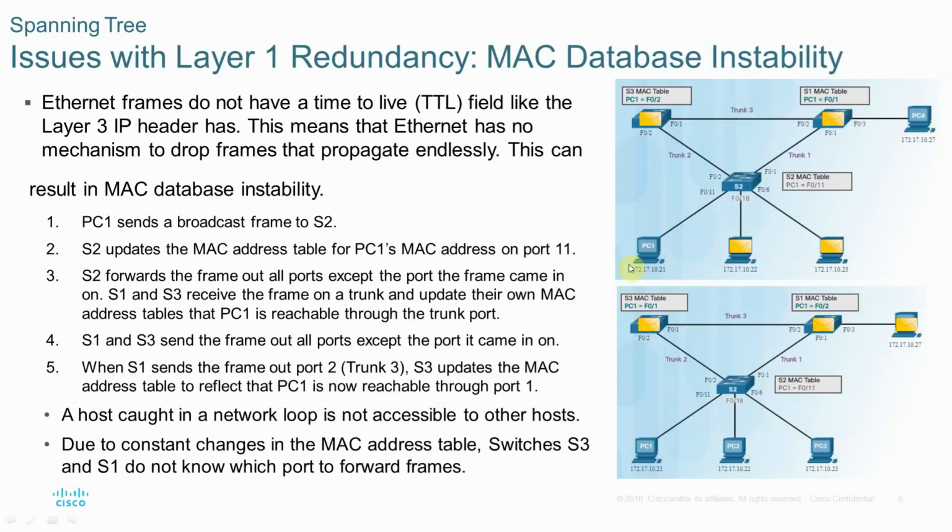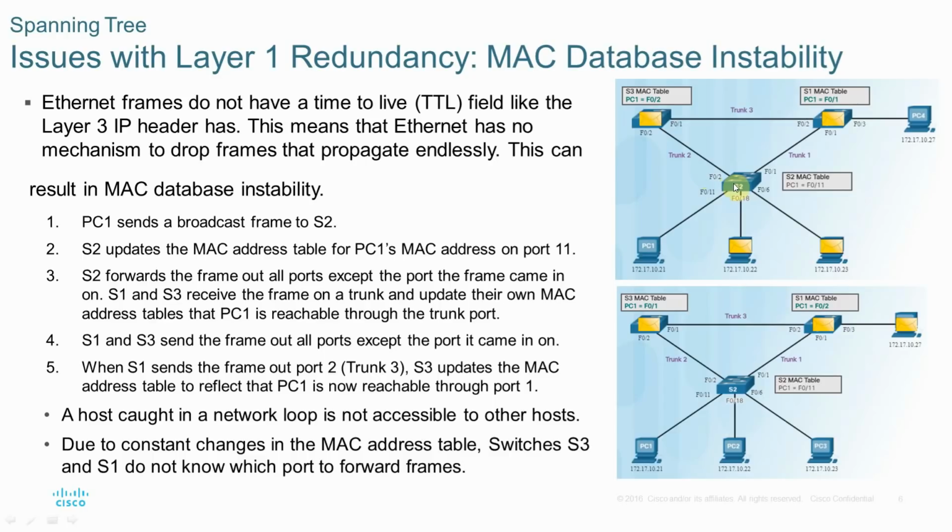Suppose PC1 sends a broadcast message to switch 2. What will switch 2 do? Switch 2 updates the MAC address table with PC1's MAC address on port number 11. So it learns the MAC address of PC1 from port number 11, and stores it in the MAC table of switch 2.